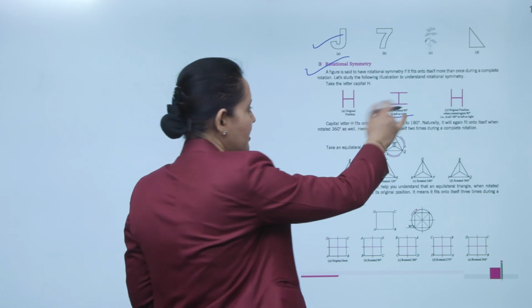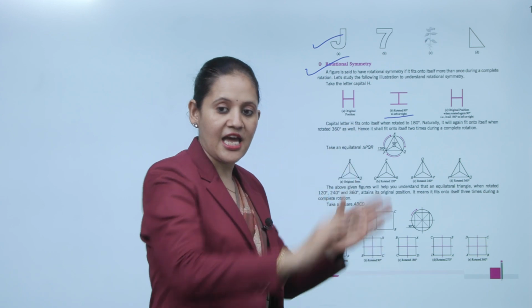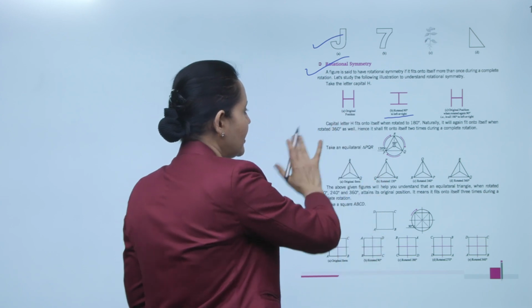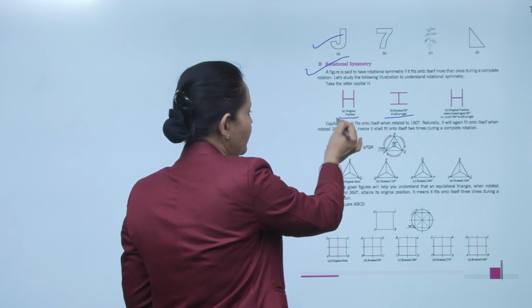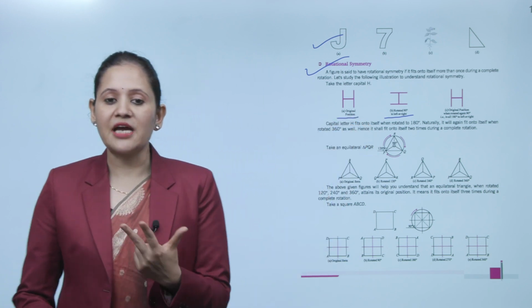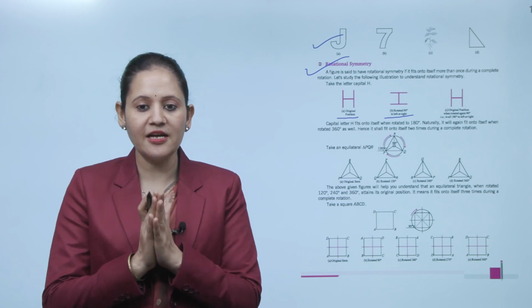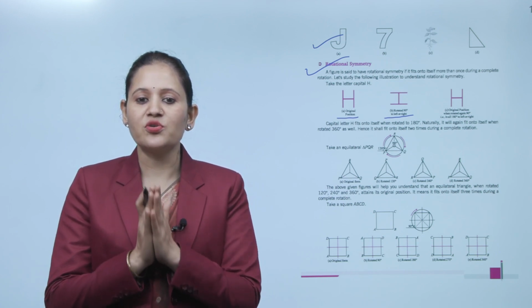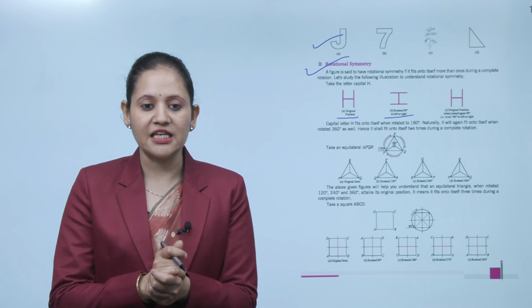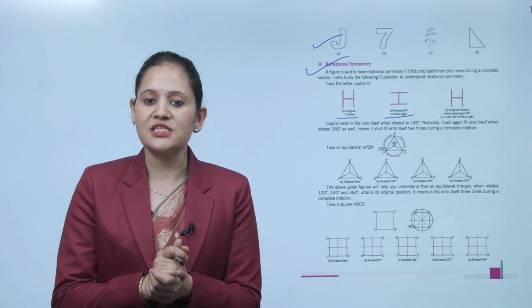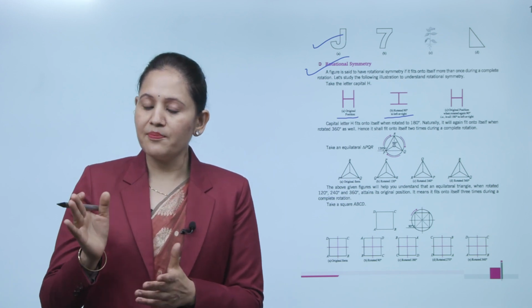Again if we will rotate, it will look something like this, and then again we will rotate, it will look something like its original position. So 2 times it fits into original position, 180 degree and 360 degree. Clear? Hence it shall fit onto itself 2 times during the complete rotation.